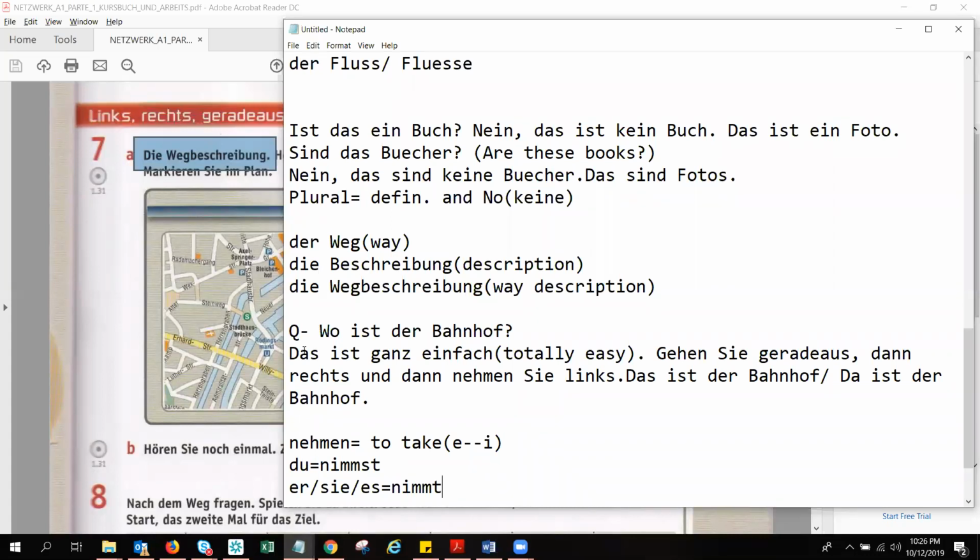If you are moving forward, then we have to go straight, then right, then left. So there are three important words: geradeaus, rechts und links. Whenever you are finding a way or telling somebody the way. Okay, so this is how you can ask or tell the way. Cool. Any doubt in this?